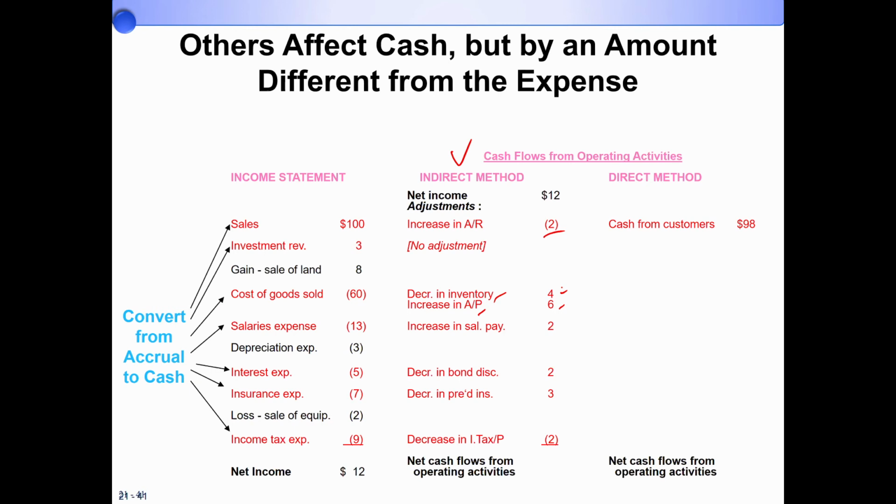Related to salary expenses, we have salary payable. You go to the balance sheet and see the changes. In this case, salary payable increased by 2. So the current liability increased, and you need to plus.